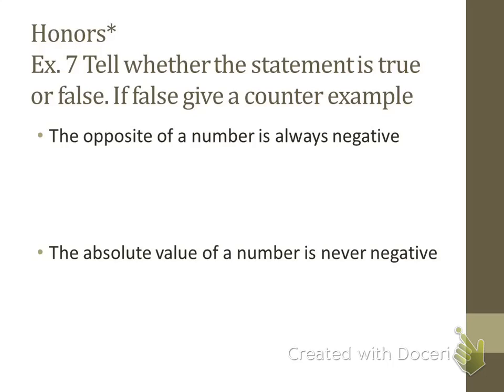So let's read this. The opposite of a number is always negative. True or false, Cole? False. And give me a counterexample to prove that. The opposite of negative 7 is positive 7. Yes. The opposite of negative 7 is positive 7. There you go. Okay? The next one.